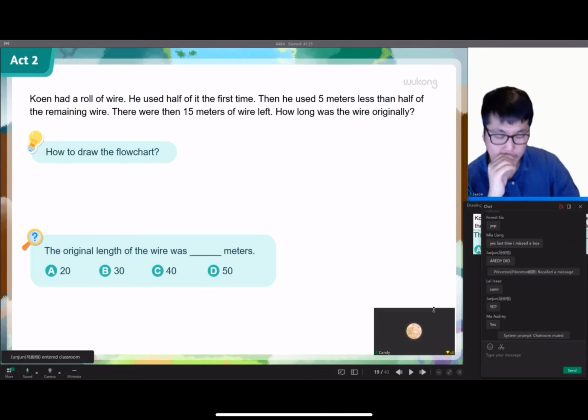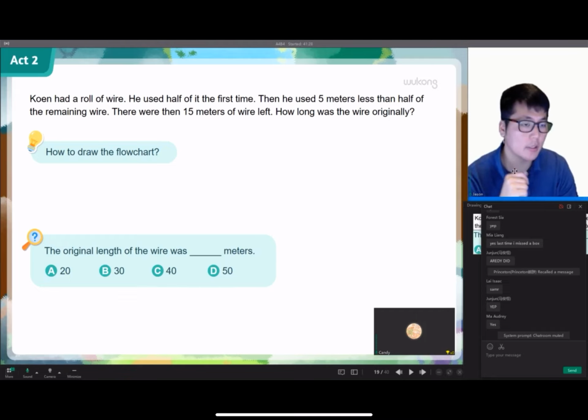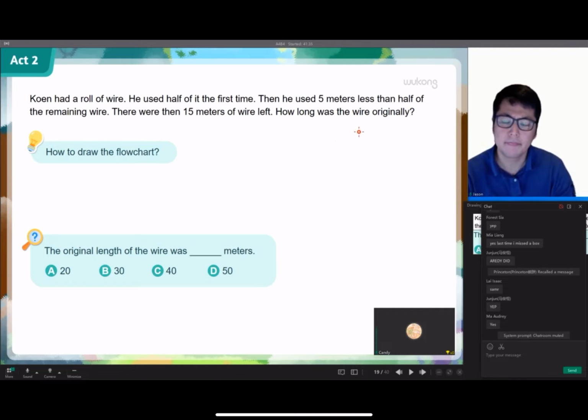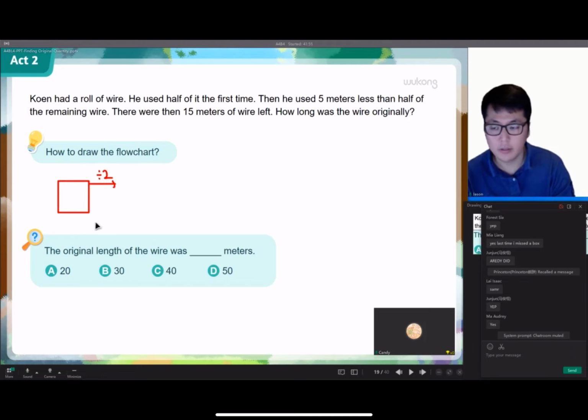Hey. So, Candy, can you read the question out loud for me? Corn has a roll of wires. He used half of it the first time. Okay, stop. So you need to draw a box. And what do you do if you used half? Times 2. Divide by 2. Yes, divide by 2.